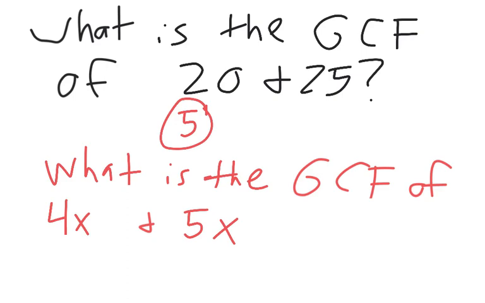One x. What do you mean, how's it the greatest? So 4 and 5, the GCF of those is just 1. But they each have an x, so we can factor out an x, right? When we think about finding the GCF, what we're really doing is thinking about factoring that value out.